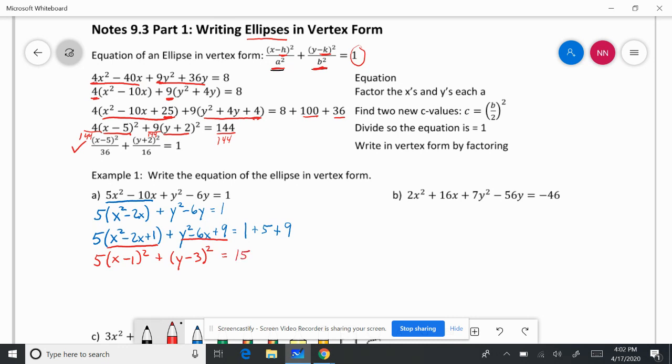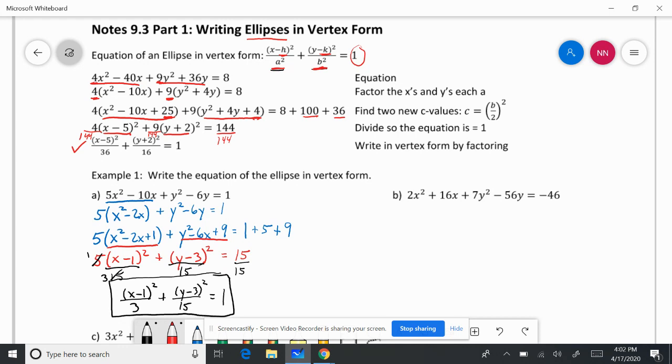Now we're going to set it equal to 1. So we're going to divide by 15 on both sides. This one cancels, and so what we have is x minus 1 squared over 3. This one, nothing cancels, so we leave it as y minus 3 squared over 15. And that's equal to 1. That gives us our answer in vertex form.